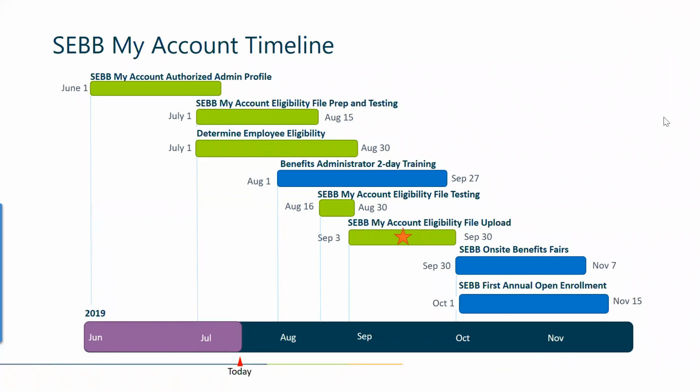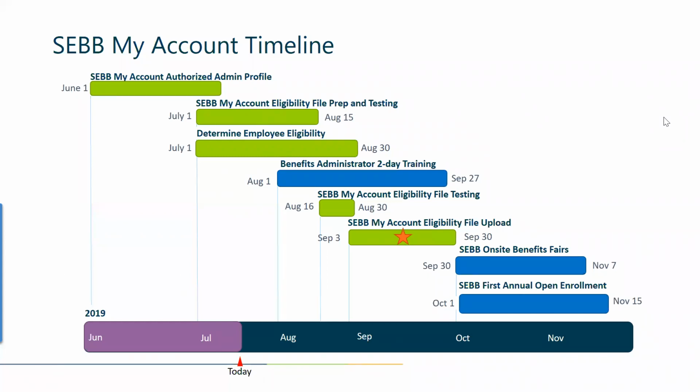The first blue file, we're not going to go into detail today, just wanted to show you when the benefit administrator 2-day trainings are going to take place. And I think a lot of you have already signed up for those trainings, so we're happy to see that. Information about SEBB My Account and how to do eligibility determinations and things will be presented to you in those trainings. So we may want to go back to that later. The next piece in there, the SEBB My Account eligibility testing part, we have a little window in there where we can do some real testing in terms of the actual files. Make sure that they are ready.